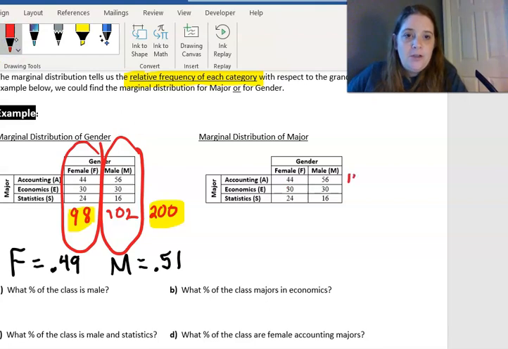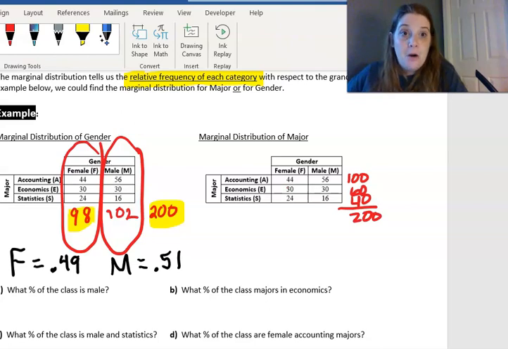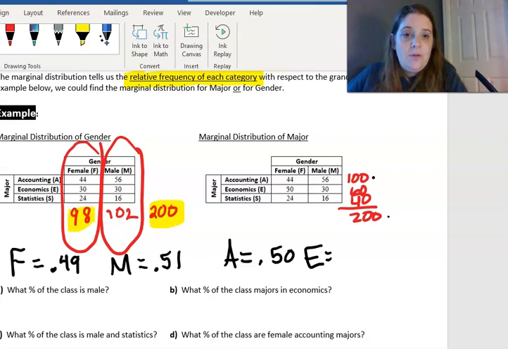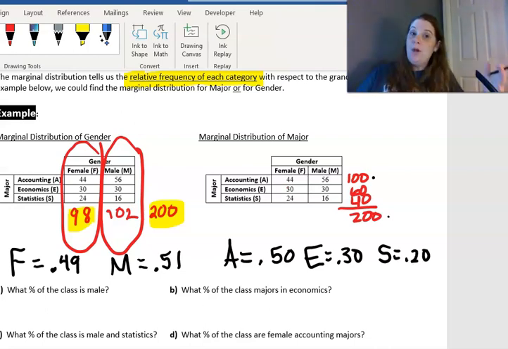There are 100 accounting majors, 60 economics majors, and 40 statistics majors out of the 200. So when I go to talk about the marginal distribution, the percent that are accounting would be 100 out of the 200, or 50%. Economics would be 60 out of the 200, or 30%. And statistics would be 40 out of 200, which is 20%. There's how my 100% is split among the categories of this variable for major.